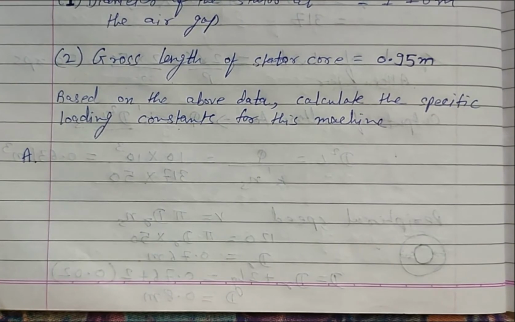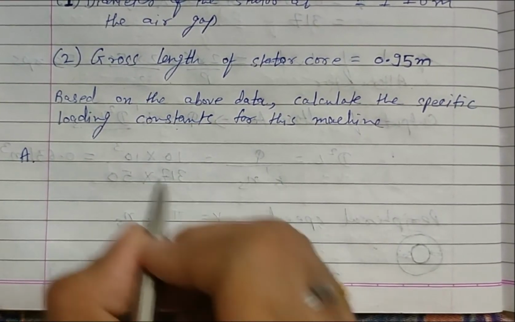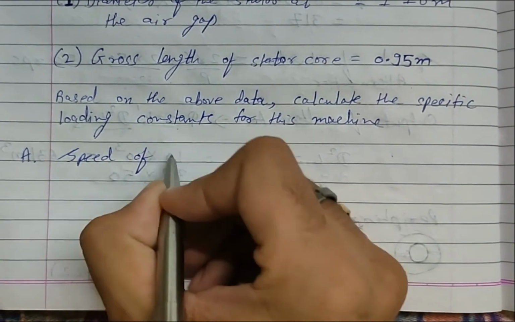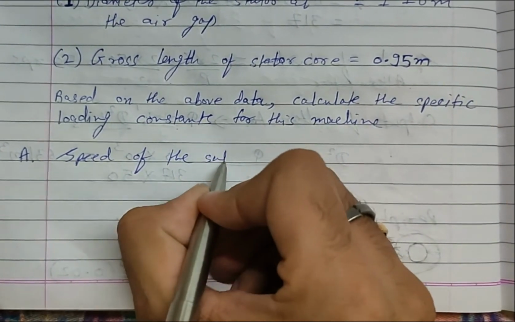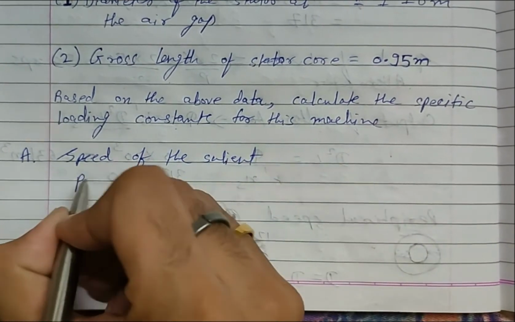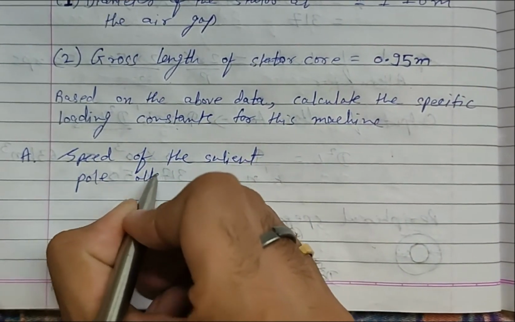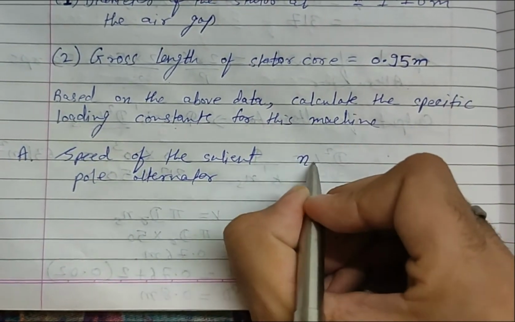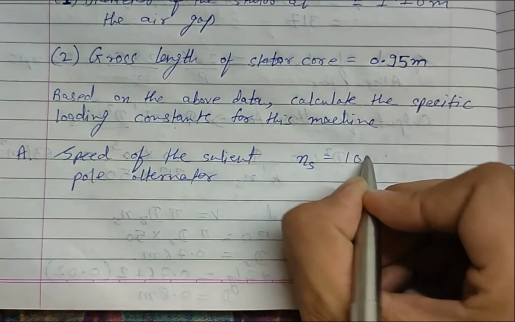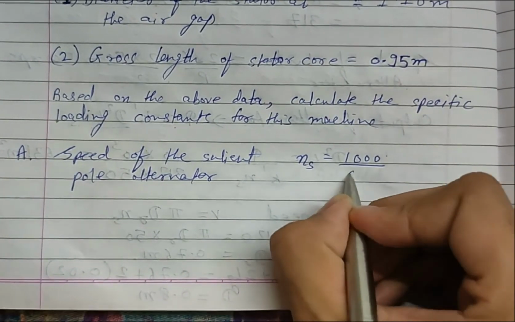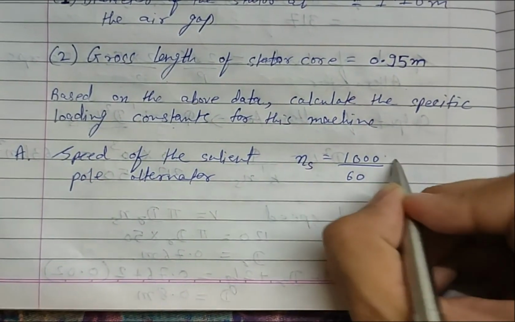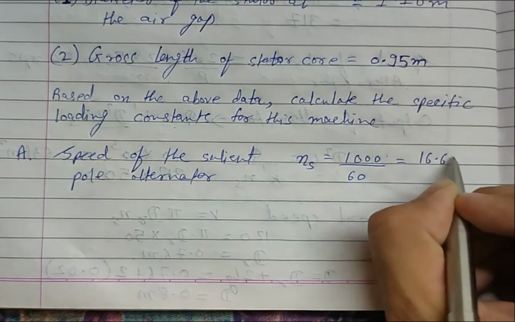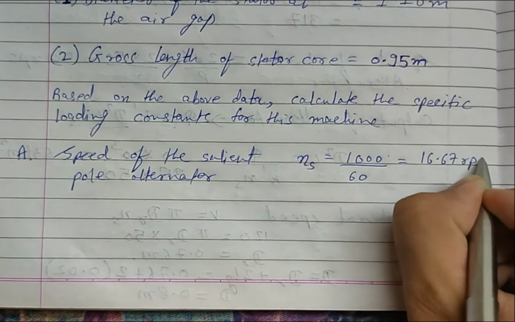The speed of the salient pole alternator, which is given by Ns, is equal to 1000 by 60, and the answer that we get is 16.67 rps.